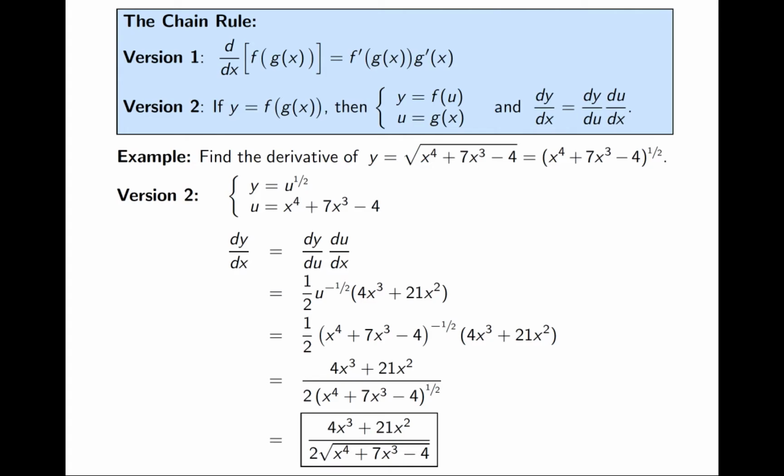So there we go. We found a derivative of a function with version 2 of the chain rule. And you could also use version 1 here if you wanted to, and you can see that happening right here. You're plugging your inside function into the derivative of your outside function, and then multiplying by the derivative of the inside function.